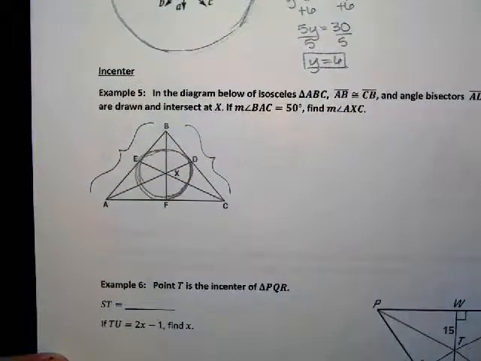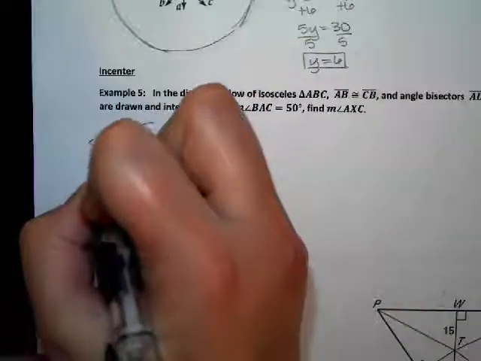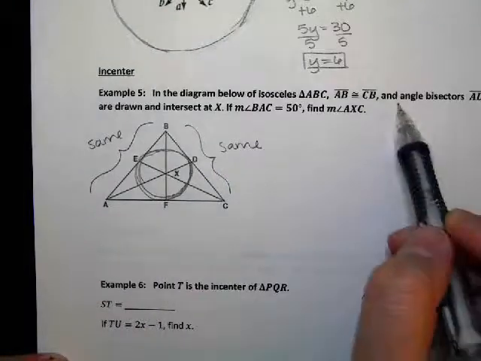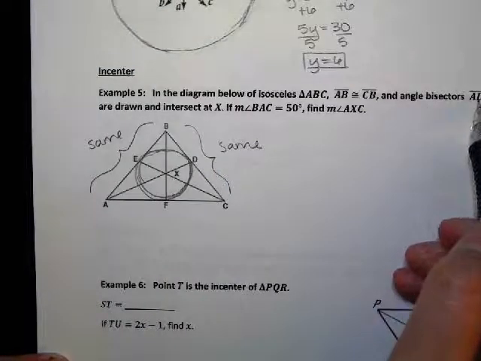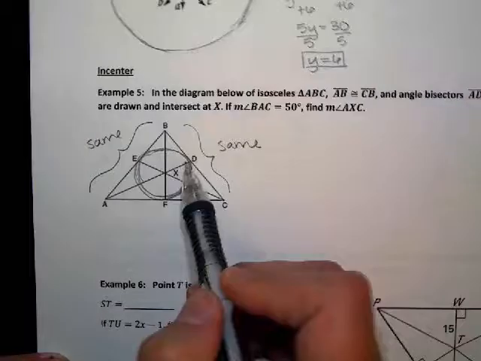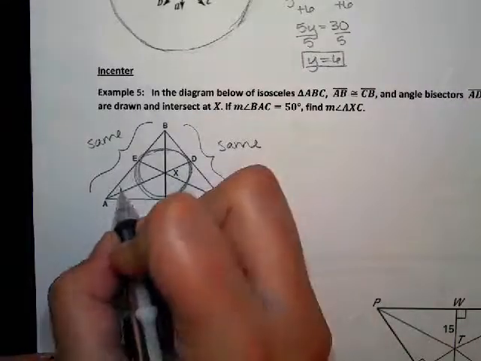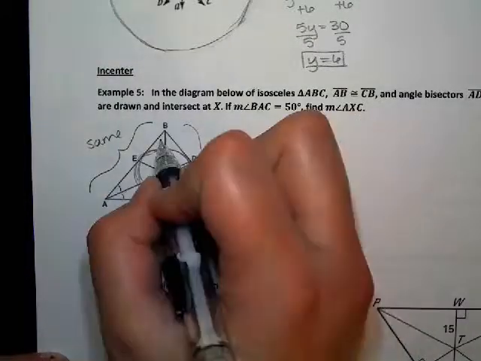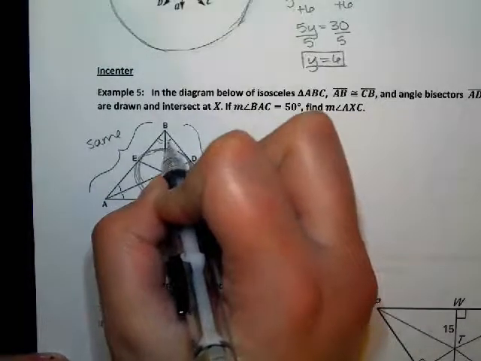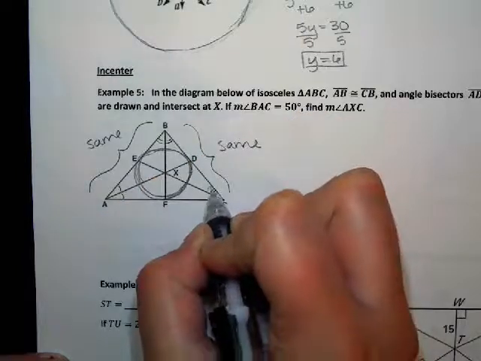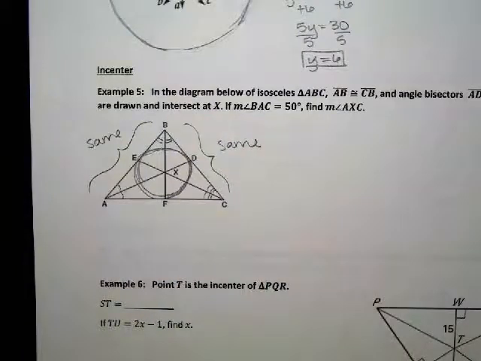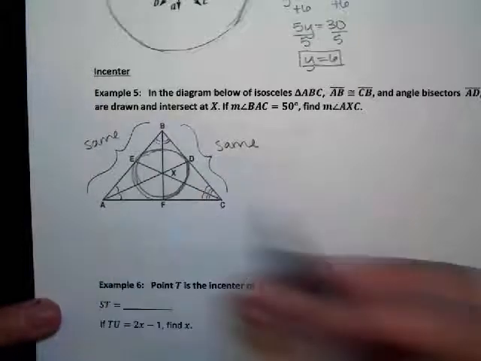And angle bisectors AD. Okay, so AD is a bisector. That means that this angle is the same as this one. BF is a bisector, so this is the same as this. And then this is the same as this, and we know that those are angle bisectors anyway because we're in the incenter section. But they told us in the problem they're angle bisectors, which means we now officially know that this is the incenter. Okay, they intersect at X.